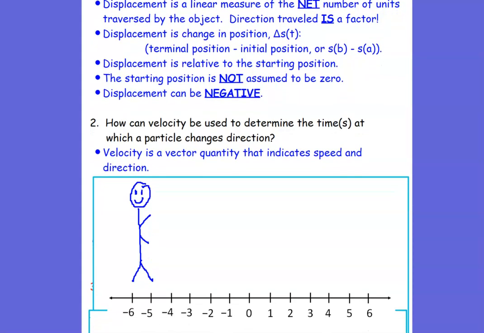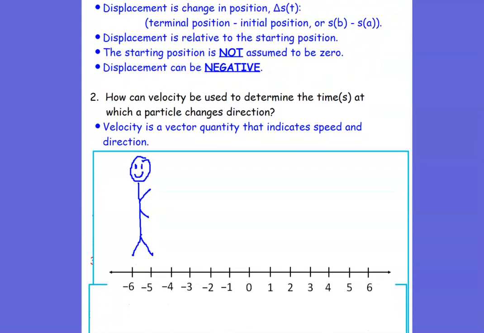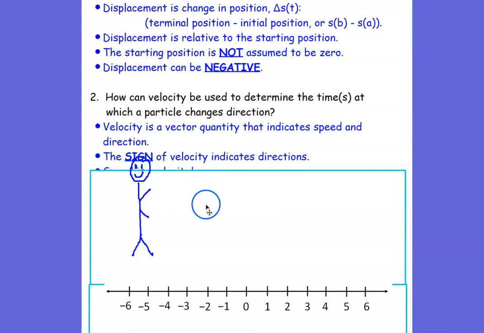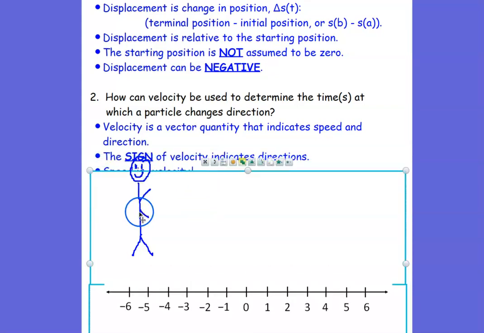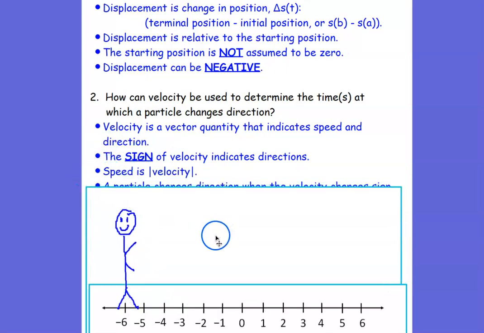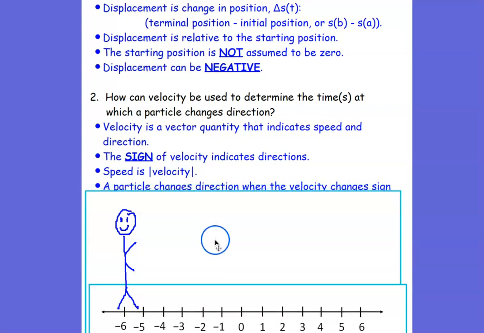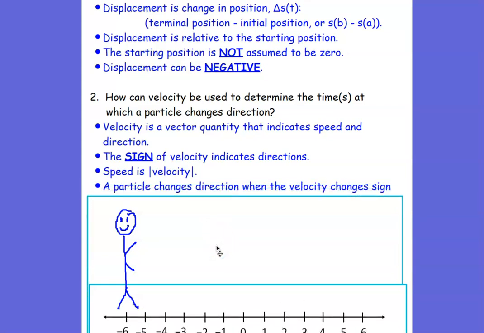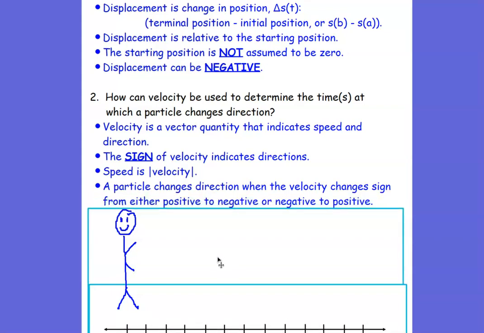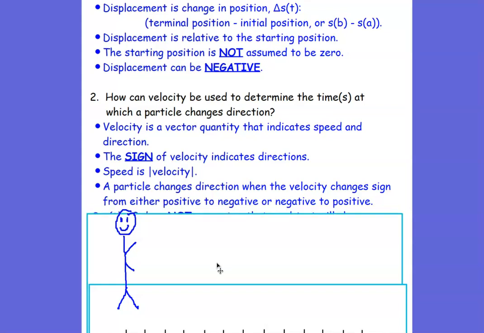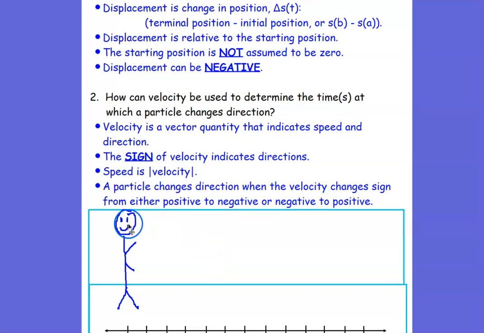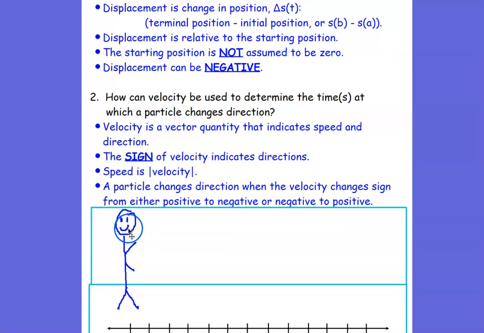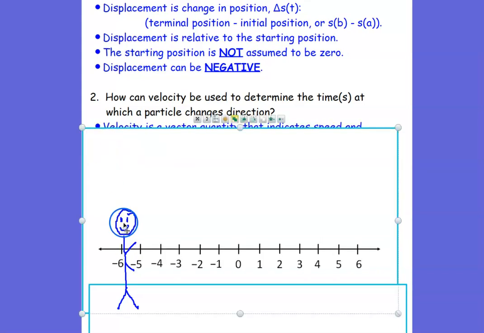So the sign of velocity indicates the direction the particle's moving, and the number is how fast the particle is traveling. Speed is the absolute value of velocity. And now here's one of the important things. A particle changes direction when the velocity changes sign, either from positive to negative or from negative to positive. So for example, let's bring happy math guy back up.